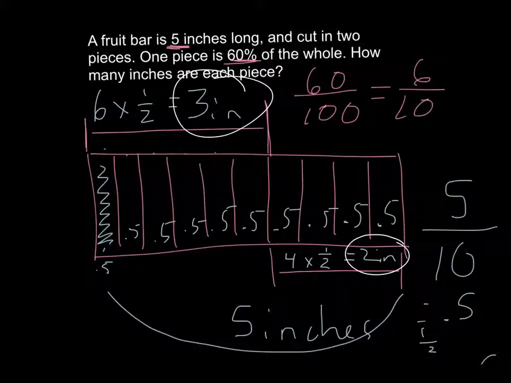I used my tape diagram. I split it into 10 sections based on the 60%. I knew the entirety was 5 inches long, divided that amongst each section, and then multiplied to figure out my lengths.